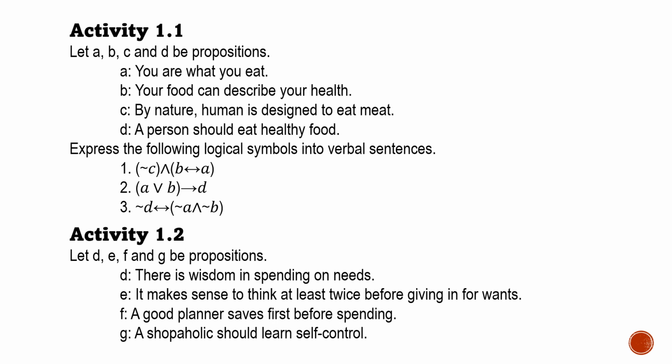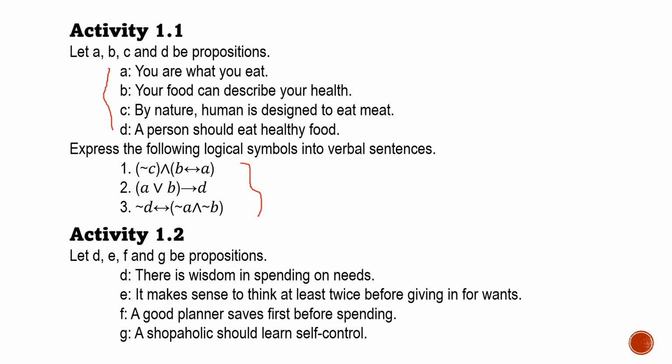So for your activity, you can write this in your Katleya notebook. The deadline will be announced in your group chats. You just simply put your answers in your Katleya notebook. Let A, B, C, and D be propositions. So there are given propositions here, and you're asked to express the following logical symbols into verbal sentences. We just simply convert this into verbal sentences by applying the concept of your logical connectors.